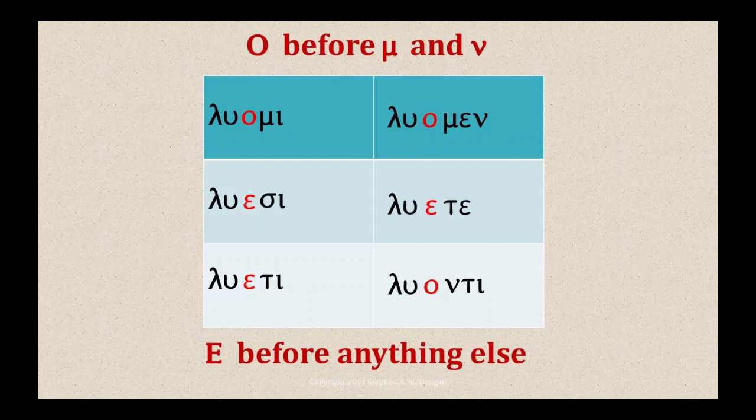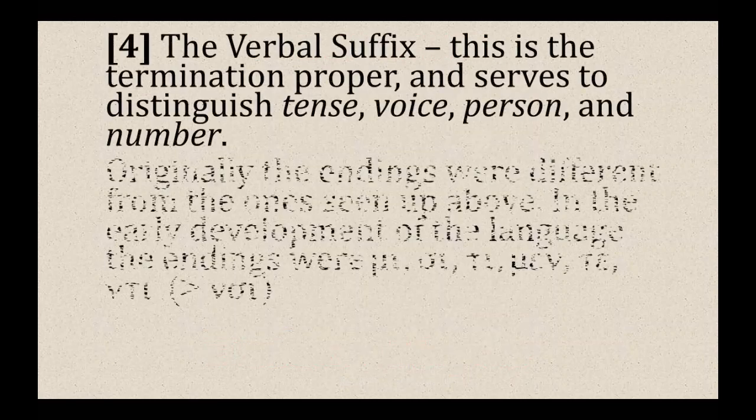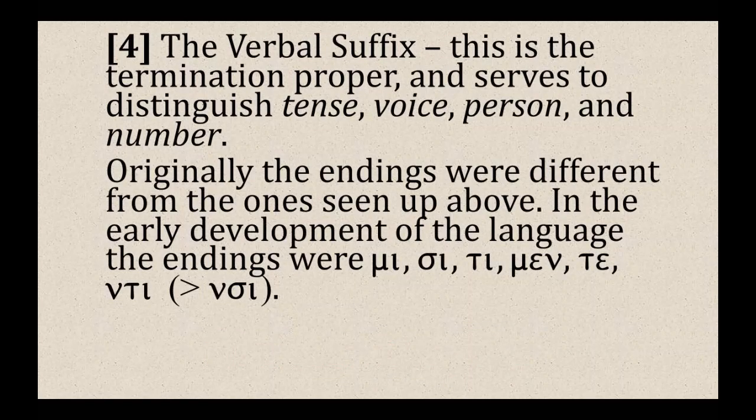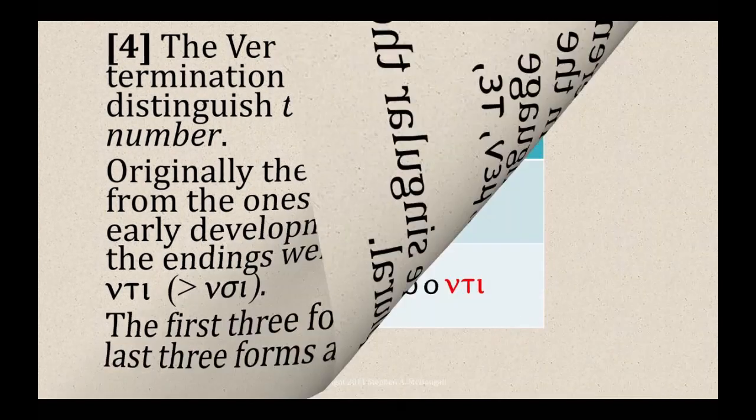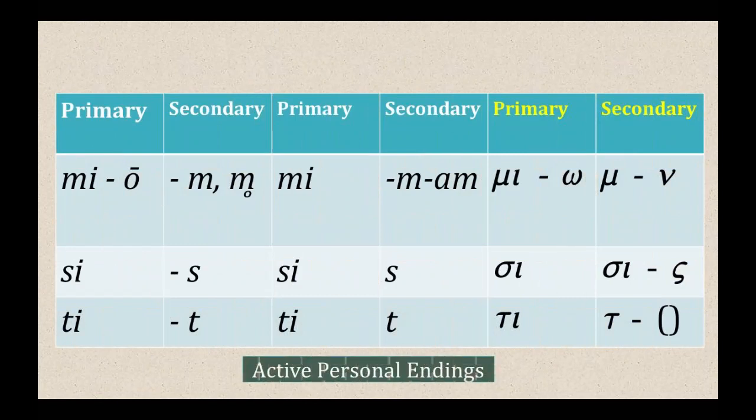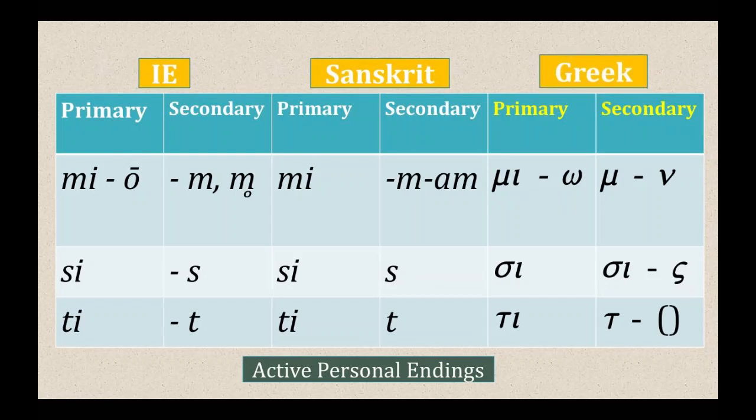All right, so verbal suffixes then, this is the determination proper. This serves as tense, voice, person, number. Originally it was mi, si, ti, men, te, nti, became nsi, which eventually then becomes usi. So if we put it together, this is where all the endings came from. It started, if you will, from the primary and then transitioned to secondary, started with active and then became middle and passive. And we can see this by studying the family of languages going back to the parent, from Greek to Sanskrit going backwards, then to the parent tongue and so on. We can see these same endings.